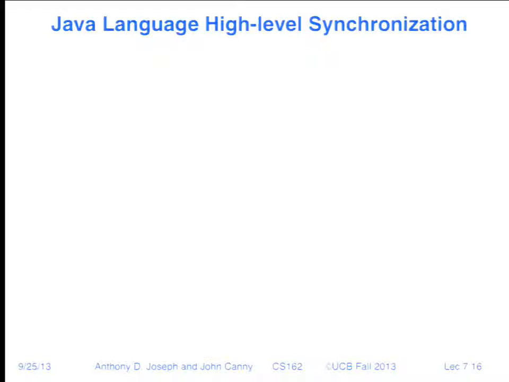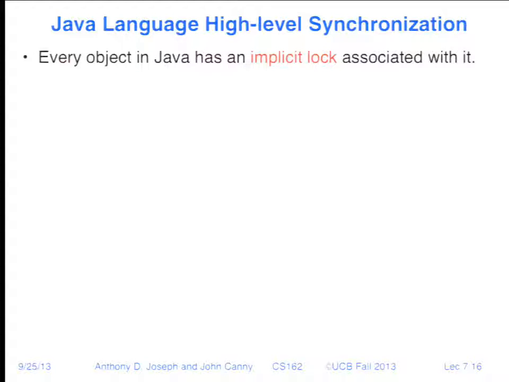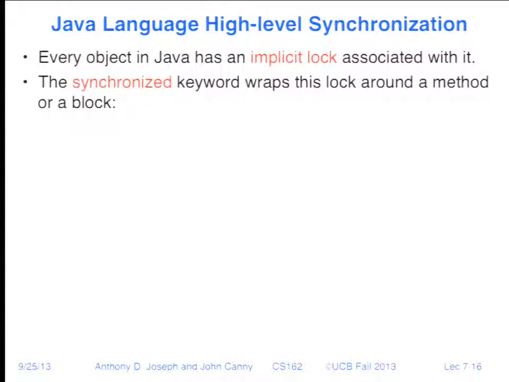All right, so let's look now at the high-level primitives that Java provides, and we'll rely on the fact that objects in Java, without any action by the programmer, have associated implicit locks with them. So every object has a single lock that is locked implicitly when you use a synchronized block or method. And the example's on the next slide.